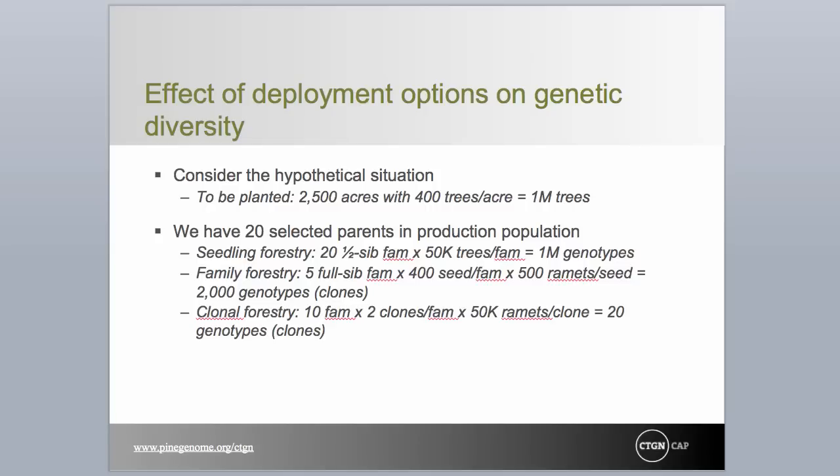From this comparison, it is pretty clear that an increase in use of deployment options that favor greater gain will result in a rapid decline in the amount of genetic diversity retained in the forest. How much incremental gain can be achieved using family or clonal forestry? It depends, but doubling the gain of seedling deployment would not be unusual.